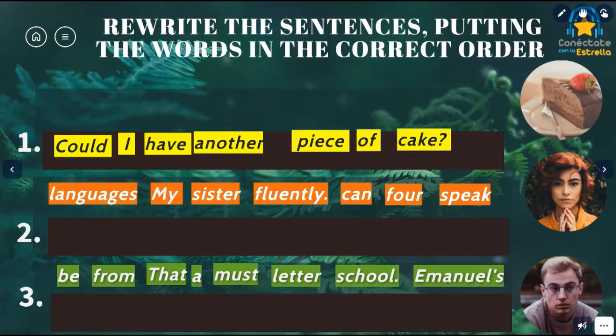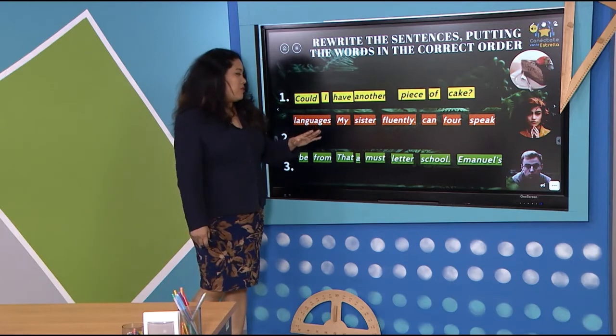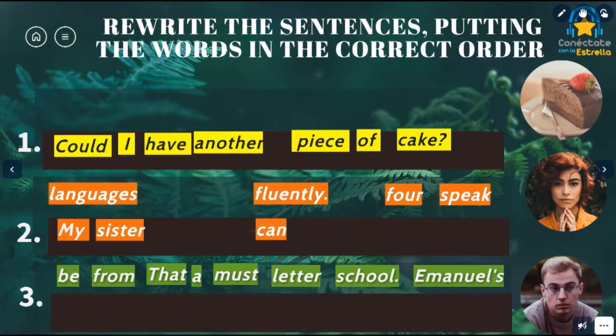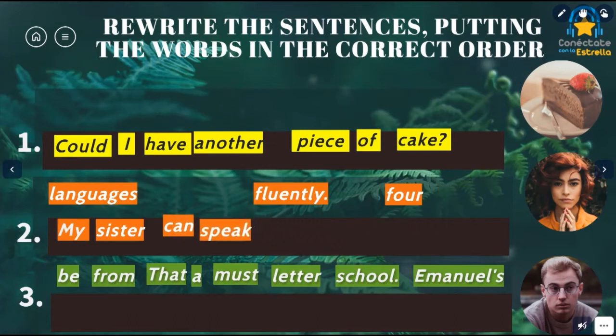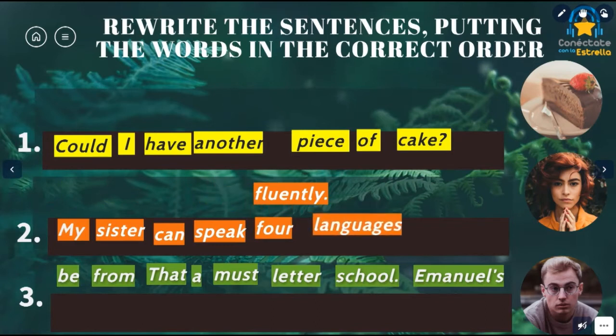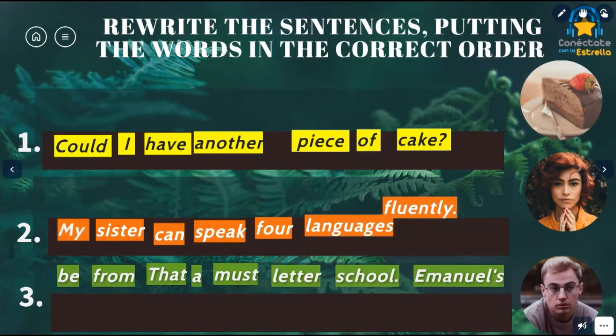Next. We have another sentence here. So we need the subject. Which is the subject? My sister. Yes, it's a noun. My sister. Now the auxiliary, the modal, can. And the verb speak. The rest of the sentence. Four languages fluently. That's correct. Good job.